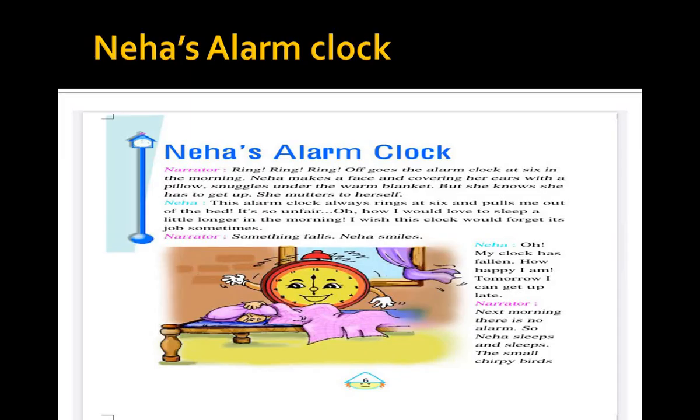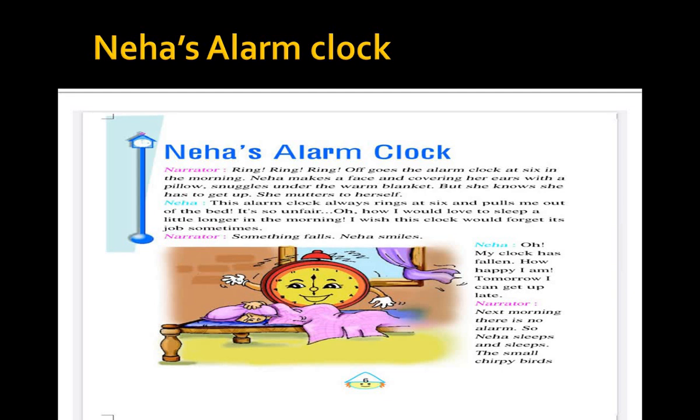Neha's Alarm Clock. The story actually begins with the narrator, and let me be the narrator for this particular lesson now. Ring, ring, ring. Off goes the alarm clock at 6 in the morning. Ring, ring, ring. Off goes the alarm clock.